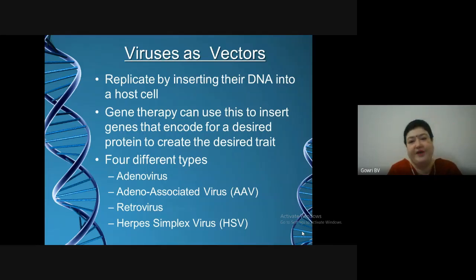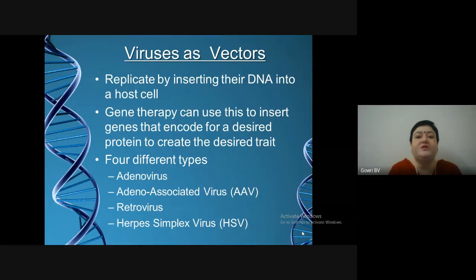Viruses as vectors. Gene therapy mostly involves, for example, germline therapy, where we go with the micro-injection technique, as I told you earlier. But for somatic cell or normal cell gene therapy, you commonly prefer viruses as vectors. Viruses replicate by inserting their DNA into a host genome. They are obligate intracellular parasites. They require a host cell for replication or multiplication.